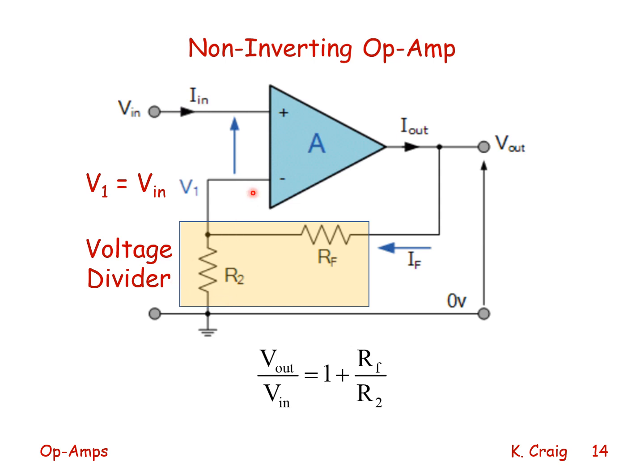We see that since the non-inverting input and the inverting input for the ideal op amp must be the same, if V plus is V in, then V minus must be equal to V in, or here V1 is equal to V in, in which case I have a voltage divider. Voltage divider analysis will show that Vout over Vin is equal to 1 plus the ratio of the feedback resistor to R2.